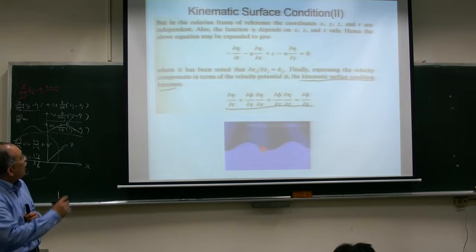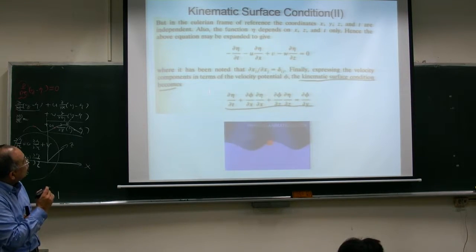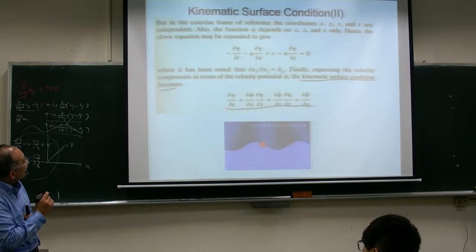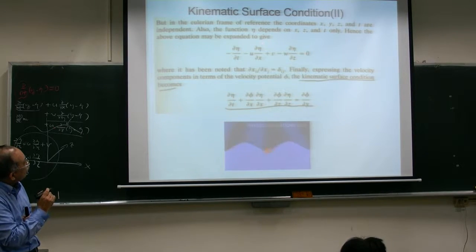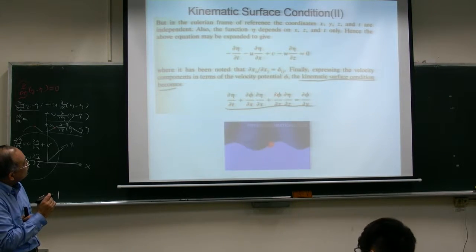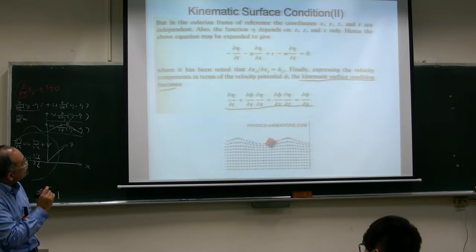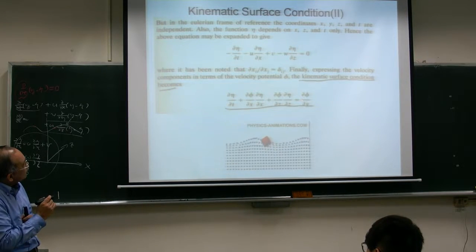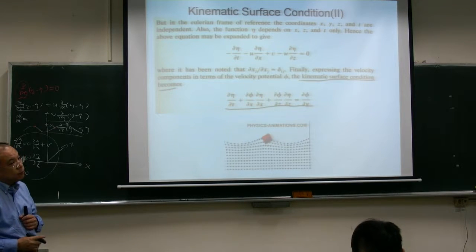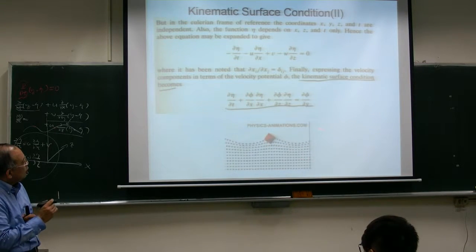Okay? And then we have partial eta partial t plus u, which we can change to partial phi, the velocity potential, times partial eta partial x. And plus w can be written as partial phi partial z, that's the velocity potential, right? And then times partial eta partial z. And our v can be moved to the right-hand side, and v is equal to partial phi partial y.